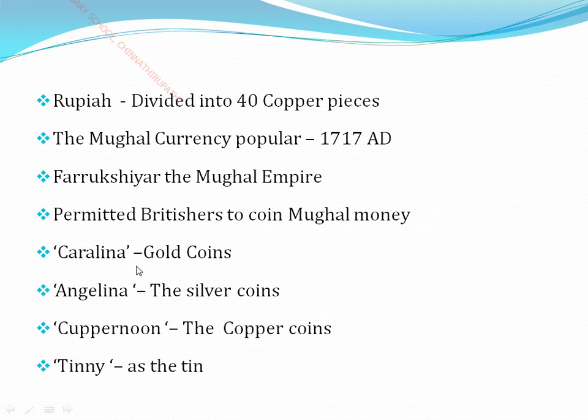And under his order, the Britishers followed the order of Farrukhsiyar by minting the gold coin under the name of Carolina, the silver coin under the name of Angelina, the copper coin under the name of Cupperoon, and using tin they produced what? Tinny. Okay, so these are all the metal monies which took place in the history of metallic money in ancient India and outside India too.